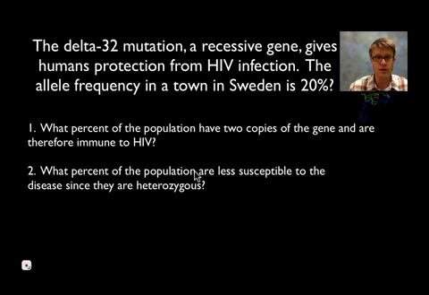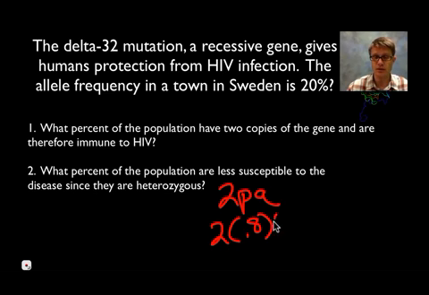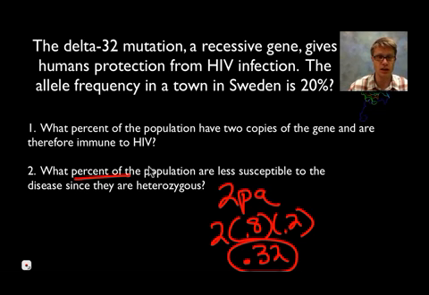Next one, they're saying what percent of the population are less susceptible to the disease since they're heterozygous? Oh, so to solve that one, again, this is going to be 2 times P times Q. So that's going to be 2 times 0.8 times 0.2. And so I get like 0.32. Or if they're asking what percent, I would call that 32%.